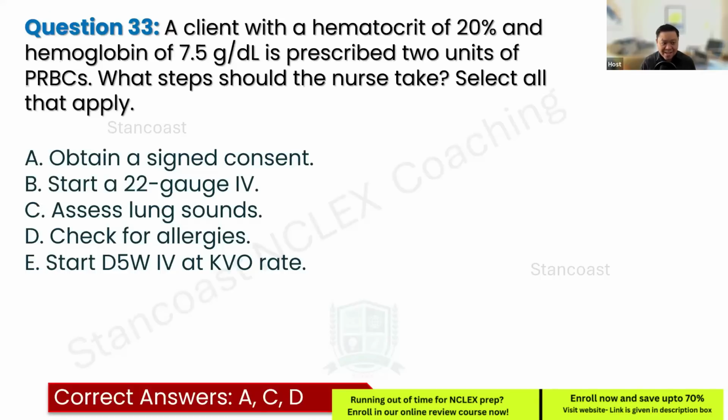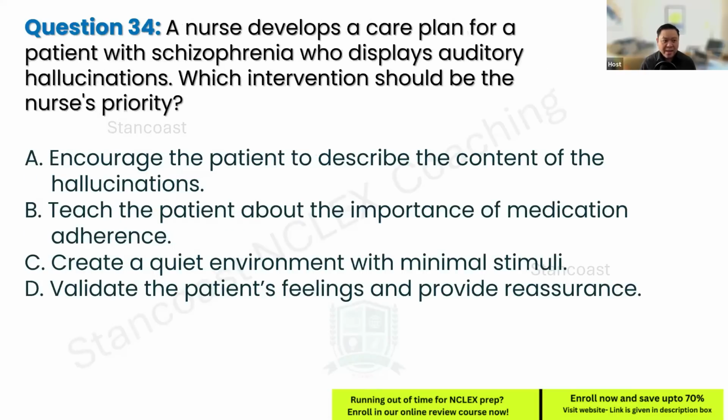Now, let's have number 34. A nurse develops a care plan for a patient with schizophrenia who displays auditory hallucinations. Which intervention should be the nurse's priority? A. Encourage the patient to describe the content of the hallucinations. B. Teach the patient about the importance of medication adherence. C. Create a quiet environment with minimal stimuli. And D. Validate the patient's feelings and provide reassurance.